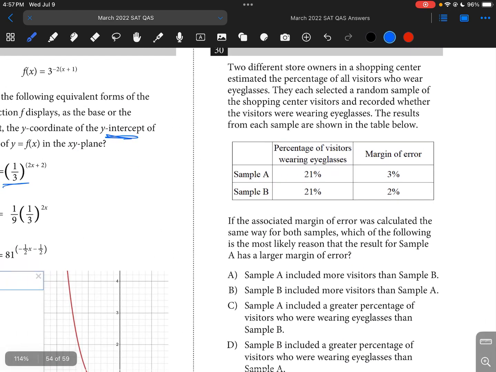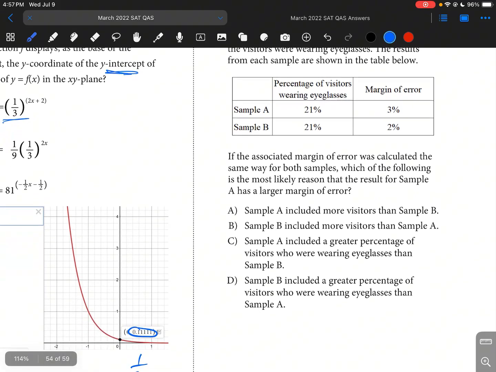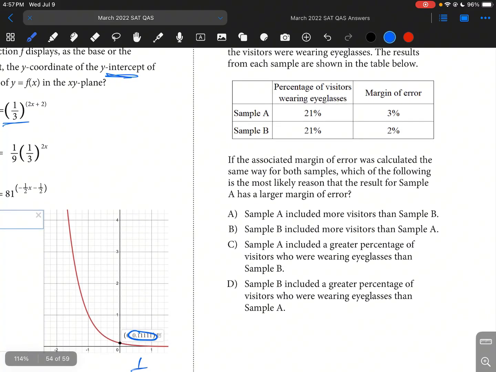30. Two different store owners in a shopping center estimate the percent of people who wear eyeglasses. They each select a random sample and record whether they wear glasses or not. Okay? If the associated margin of error was calculated the same way, which of the following is the most likely reason that the result for A has a larger margin of error?